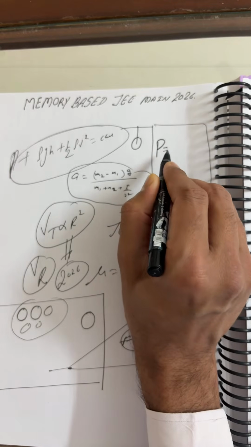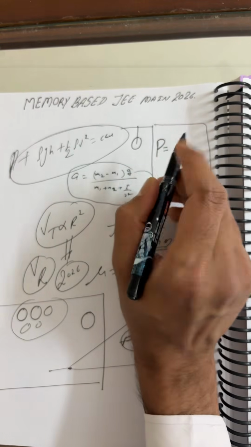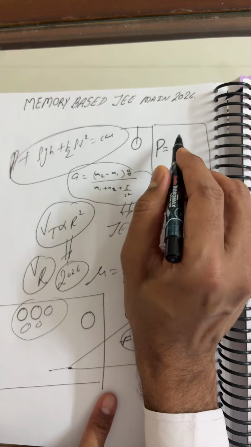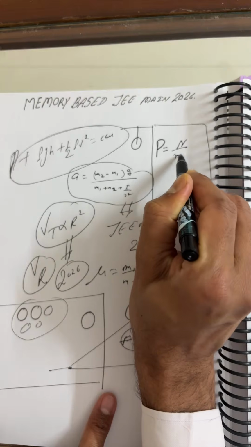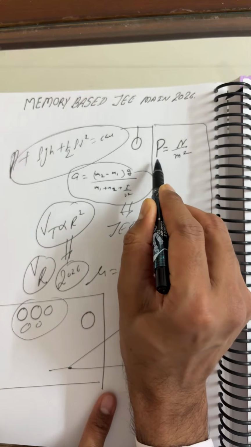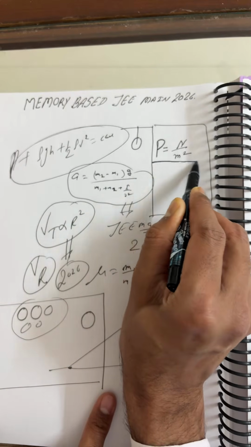Now, bacha, for this point, yes, beta, pressure. What is the unit, bacha? The unit of pressure is Newton per meter square. Beta, remember this. You will get this kind of trick at Physics Point only.